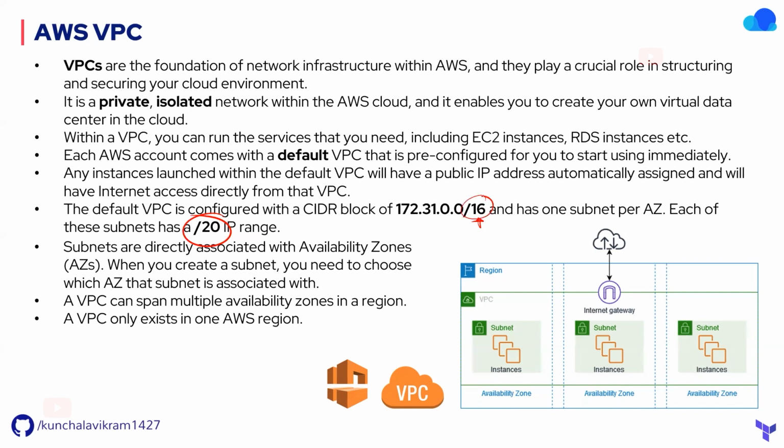Whole it is 16. See, with 16, these two octets are blocked, which means only the remaining two should be used to create a VPC and break it into subnets. So within these, /20 will be used. What is /20? 16 is already used, and then 4 more are used, which means here you will have 4 bits dot 8 bits. Got it? Like that.